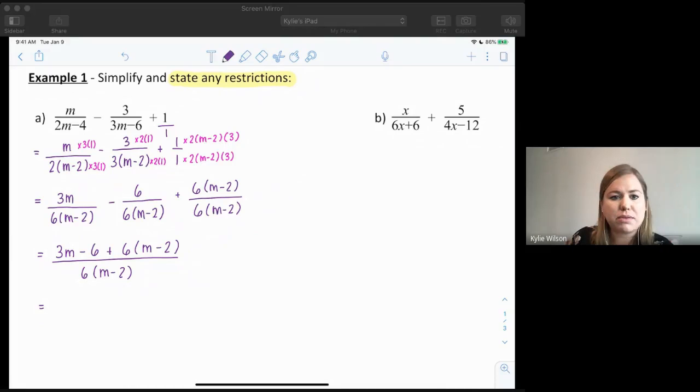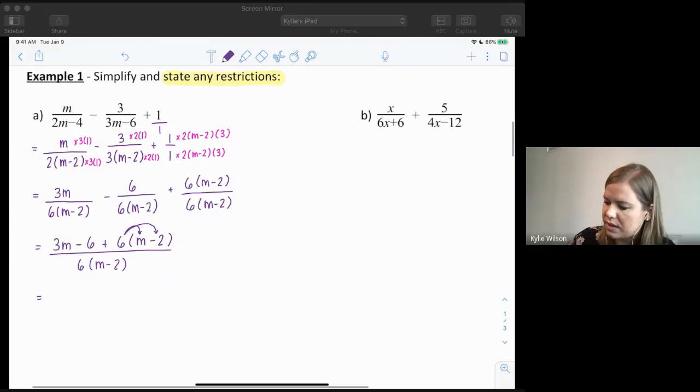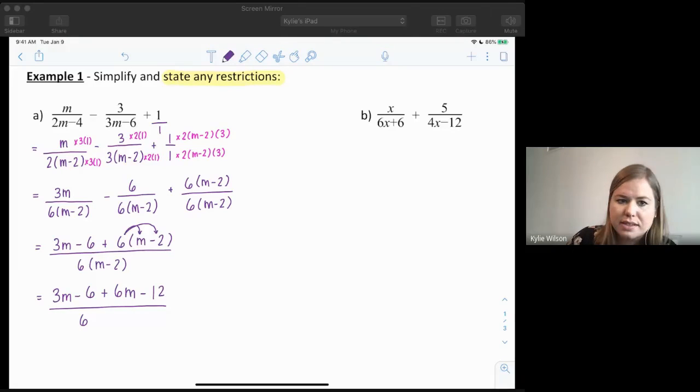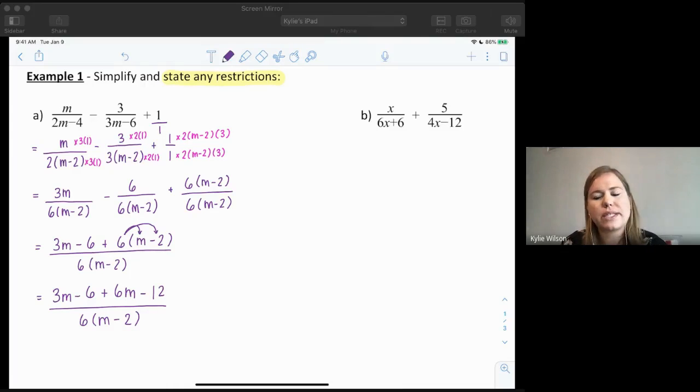Okay, so now I'm going to simplify this numerator. I have this 6 over here, so I need to multiply that into these brackets. We'll have 3m minus 6 plus 6m minus 12, all over 6 times m minus 2. I'm not going to expand the denominator because I'm not trying to combine it with anything else. The reason why I'm expanding the numerator is because I want to add together this stuff, and I can only do that once I expand it.